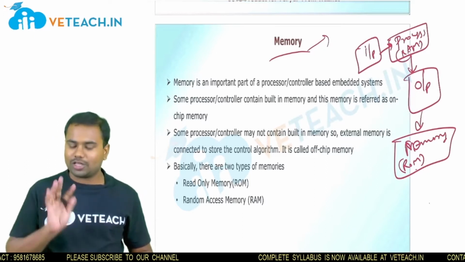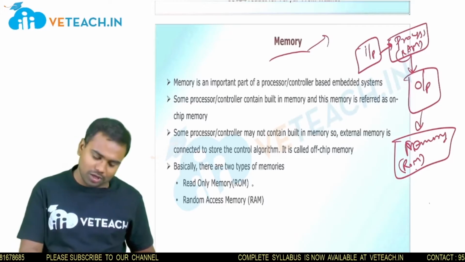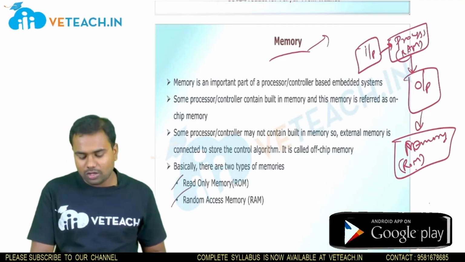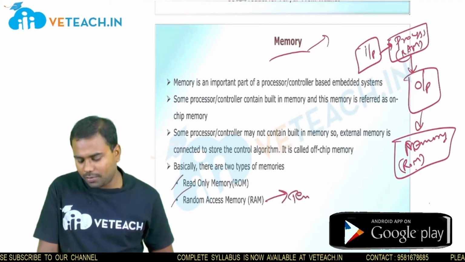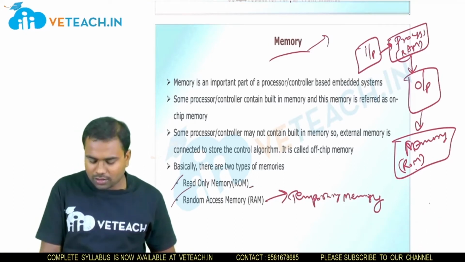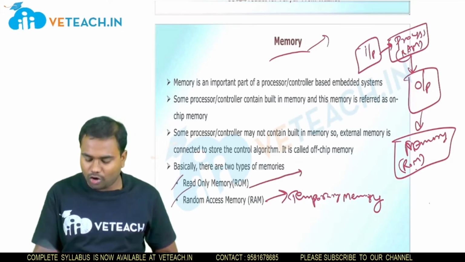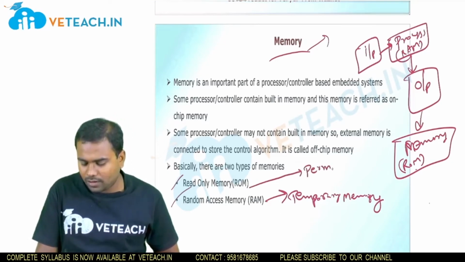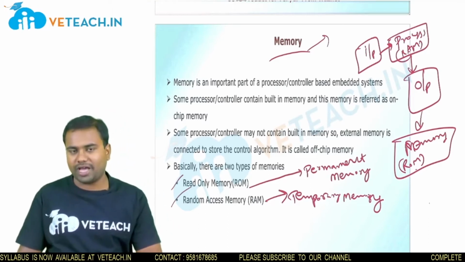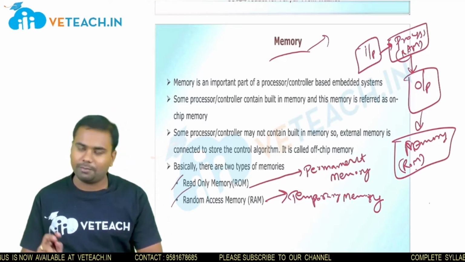For that reason the memory is divided into two types. One is read only memory and the second one is random access memory. The random access memory is a temporary memory, whereas the read only memory is permanent. So we have a temporary memory as well as a permanent memory.